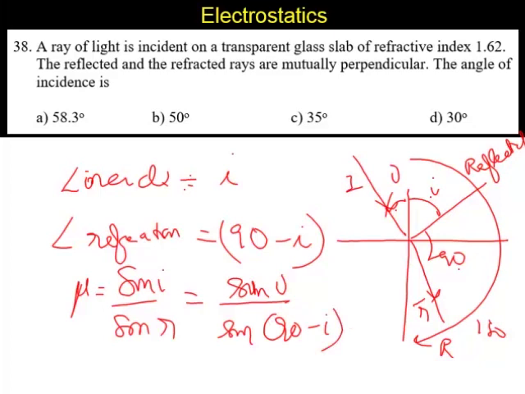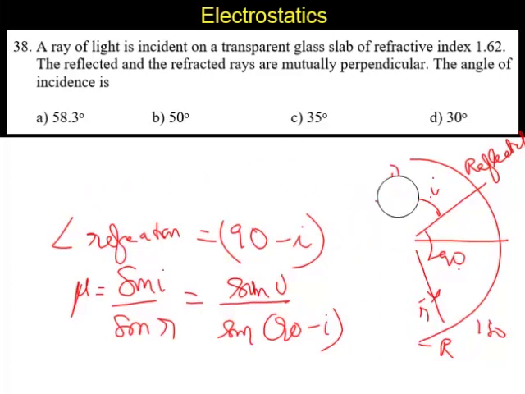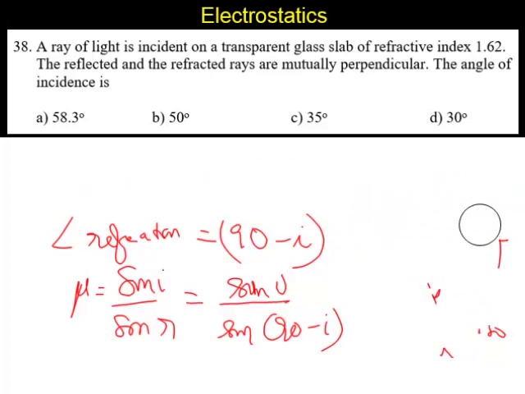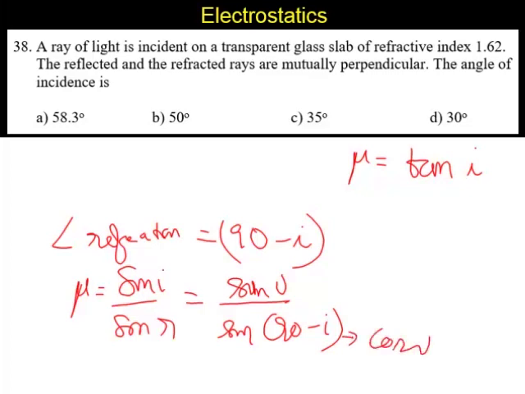So we can now write this as sin I by cos I. Sin I by cos I is tan I. So mu is equal to tan I. So I is equal to tan inverse of mu.